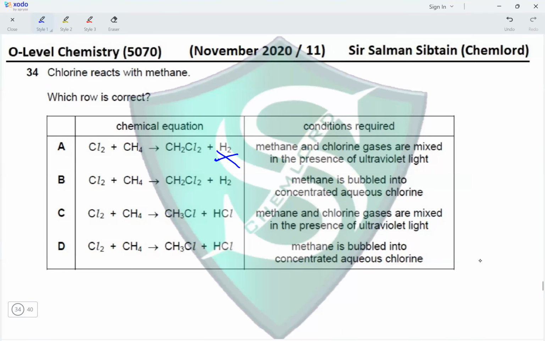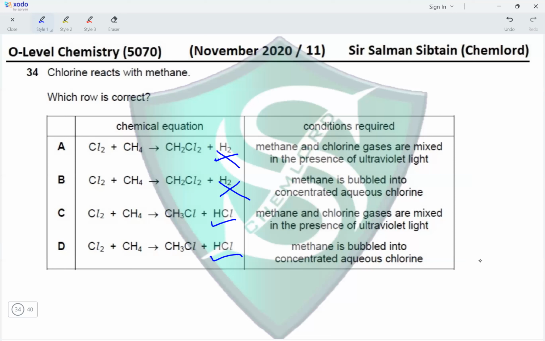In B also we have got hydrogen formation. So this is wrong. In C we have got HCl and CH3Cl, correct. In D we have CH3Cl and HCl, correct. Yes. So options A and B have been eliminated based on the wrong product being shown.